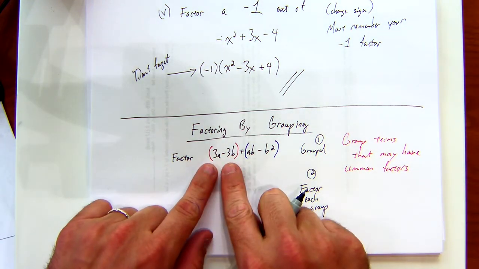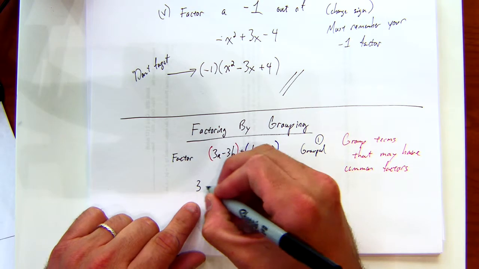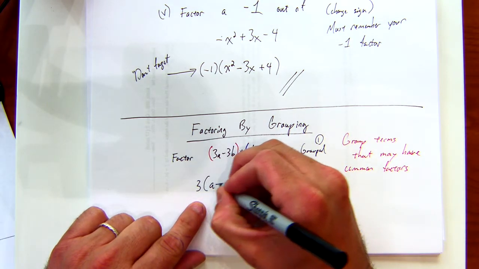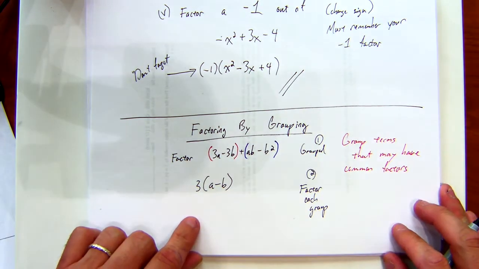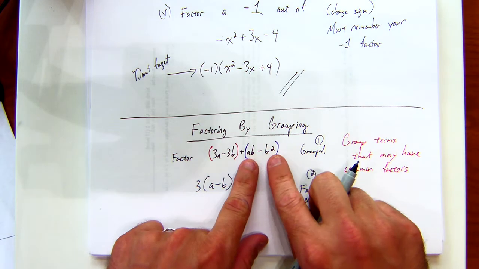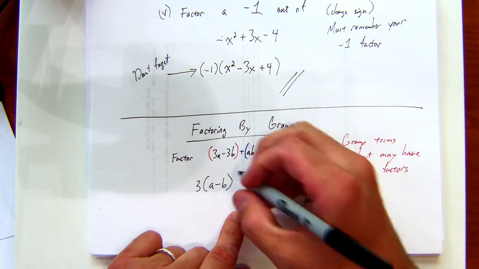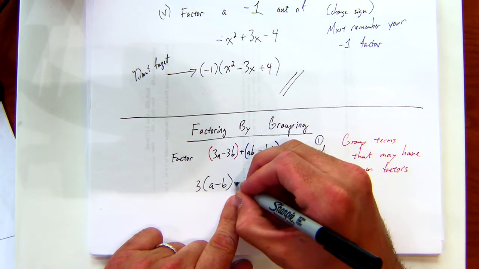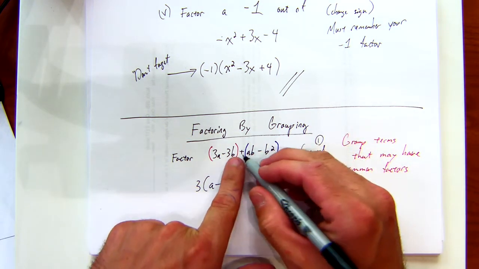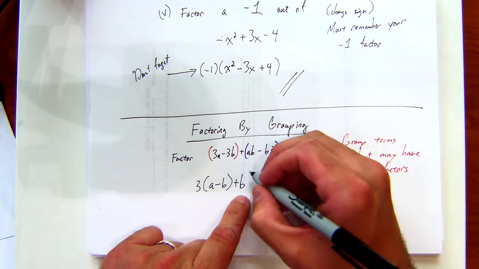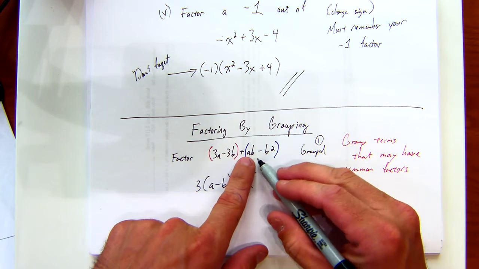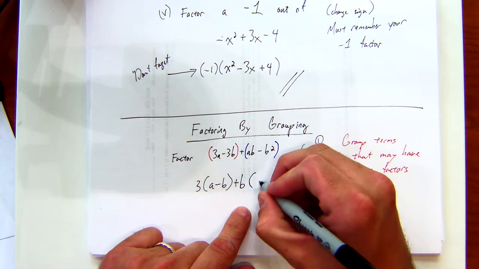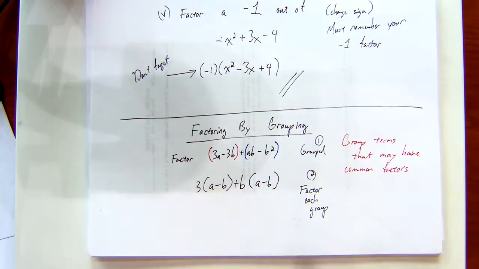So for this group, factor out a 3. 3, and then you have a minus b. And this one, what did we say we wanted to factor out? A b. So this plus is still going to be there. I'm pulling out the b, so this is still plus b times, and what do I have left? A minus b. Any questions so far?